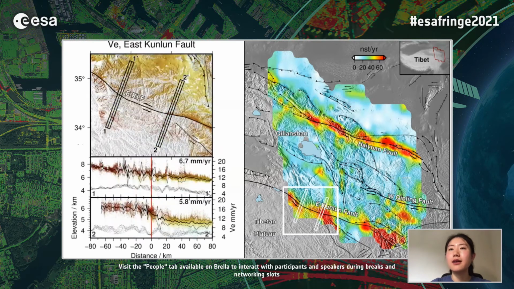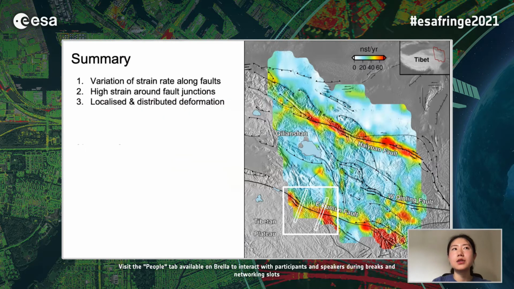Sorry, the other way. Finally, let's look at the East Kunlun fault. Again, we are seeing a localized deformation on profile 2, but then more of a straight line profile across profile 1. So in summary, we are really seeing some variation of strain rate along the fault, with the highest strain accumulated across the fault junctions. And so we think this is a mix of localized and distributed deformation.